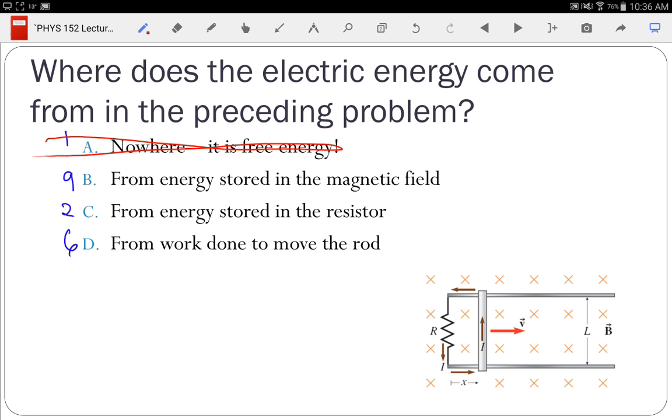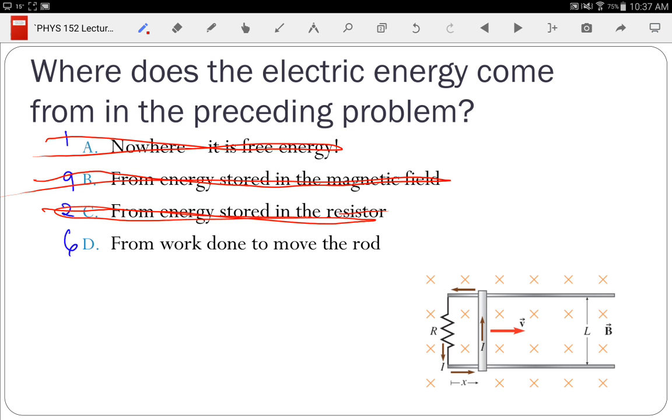That's not what happens. The magnet will retain its magnetism because the magnetism is based on those domains being lined up, and you didn't realign the domains by swinging it over. So that one was incorrect. That was the one that had our majority of answers. So now we're left with two more. Energy stored in the resistor or work done to move the rod? Well, resistors don't store energy, friends.